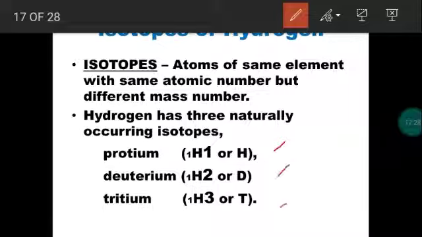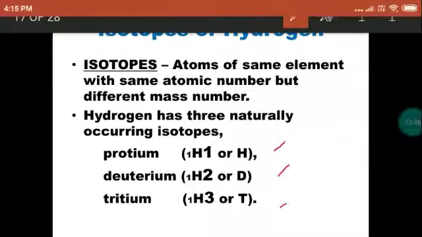Take these three: protium, deuterium, tritium. All these are atoms of the same element, hydrogen. We may observe the symbol H. So all these are the atoms of the same element. What about the atomic number for these three? Atomic number 1. Mass number changes.